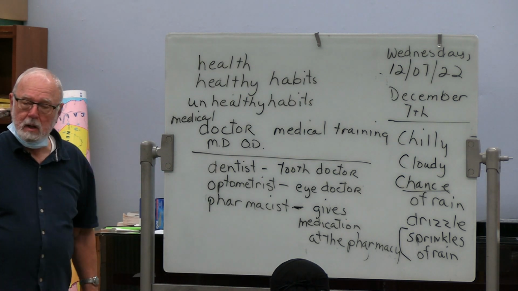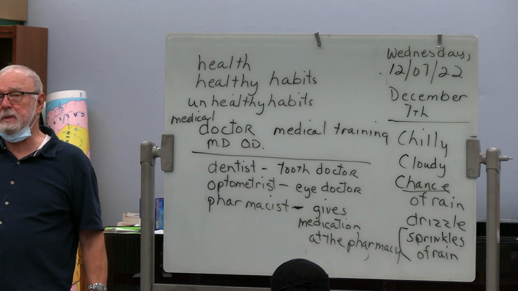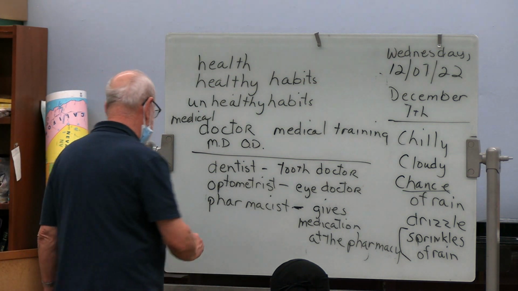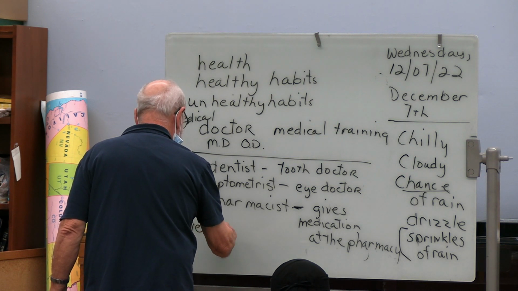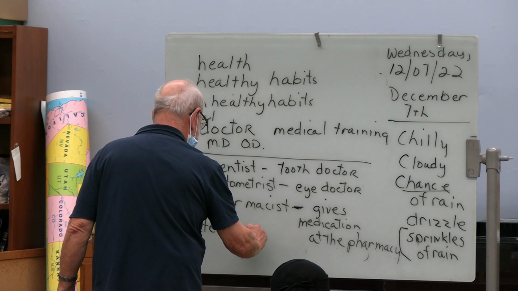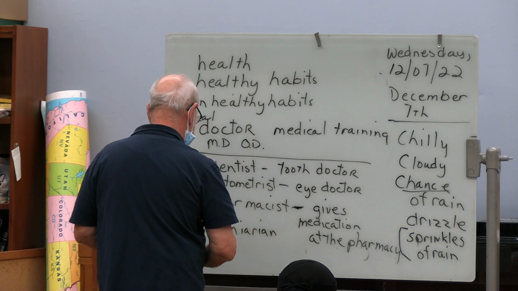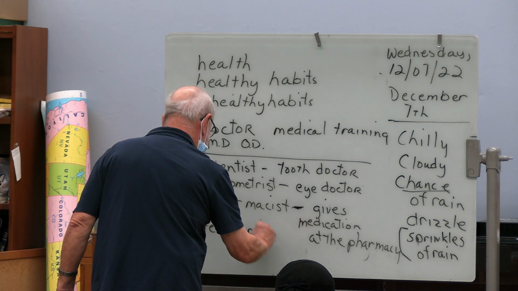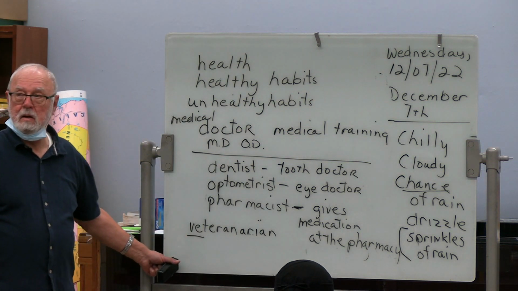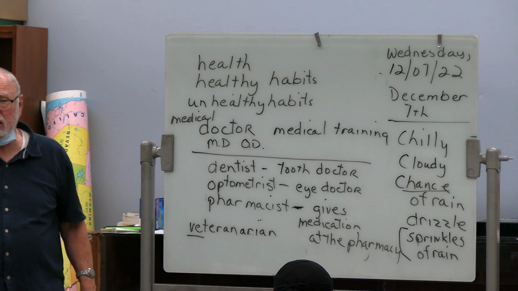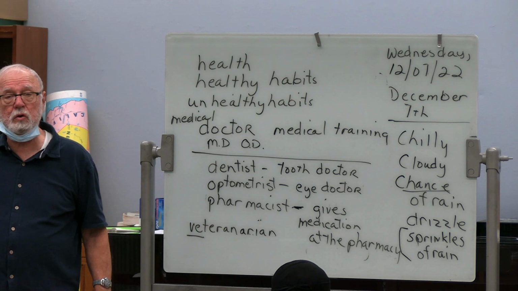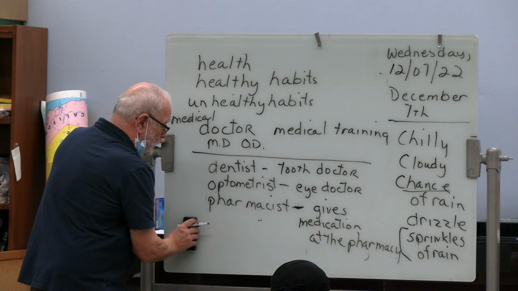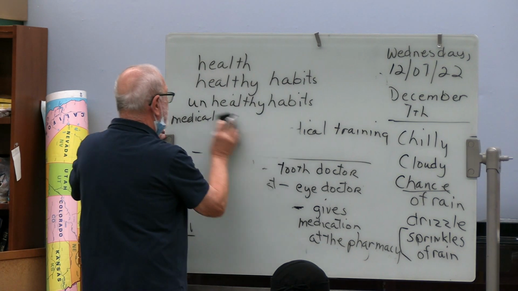Another one I should put on here. This is one for animals. There's a special name for doctors who treat animals. Anyone know that? Veterinarian. Veterinarian is an animal doctor. It's often shortened to vet. I need to go see a vet. My dog is sick. We'll do more of these medical words.